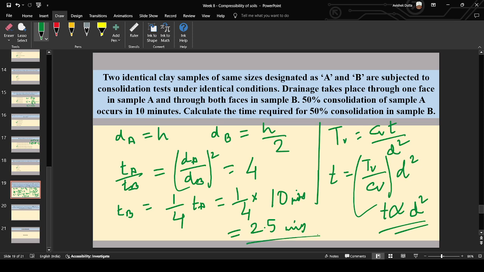Okay. So here we see that the time of consolidation is directly proportional to the square of the drainage length, drainage path. So in this case, time taken for B will be 1/4 of the time taken for A. That is 1/4 of 10 minutes equals 2.5 minutes. Okay.